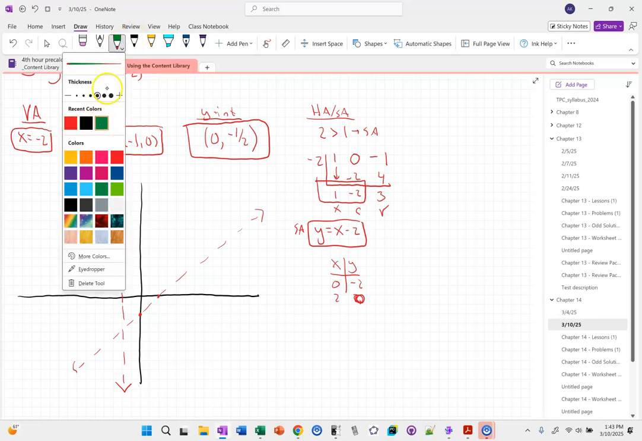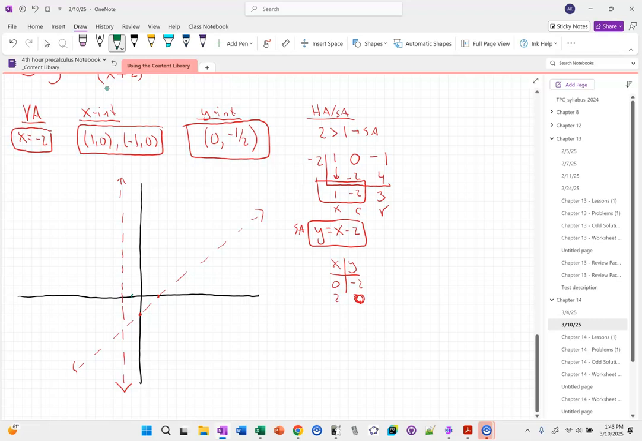And then let's plot some points. I have 1, and then negative 1 for zeros, and then 0, negative a half. So it's pretty clear to me that this section of my graph has got to look like that. Now the next question is, is the other section going to be over here, or is it going to be down here?